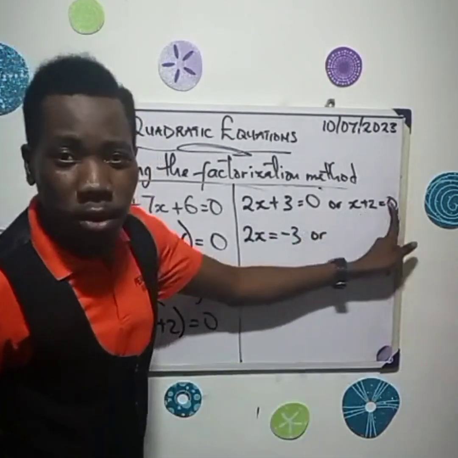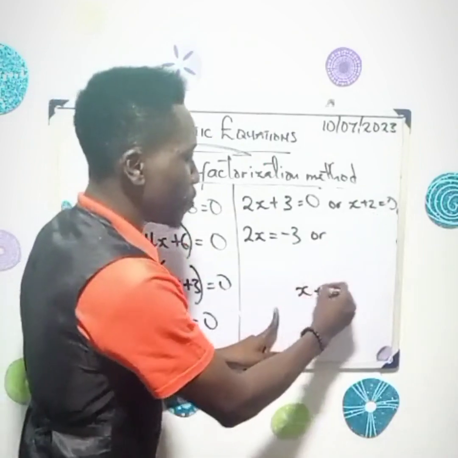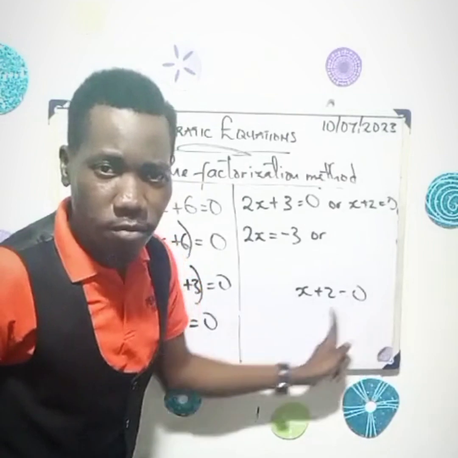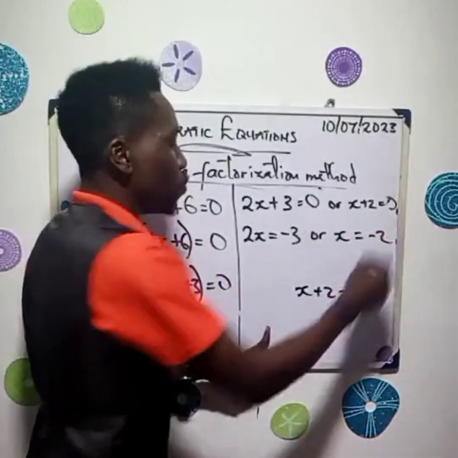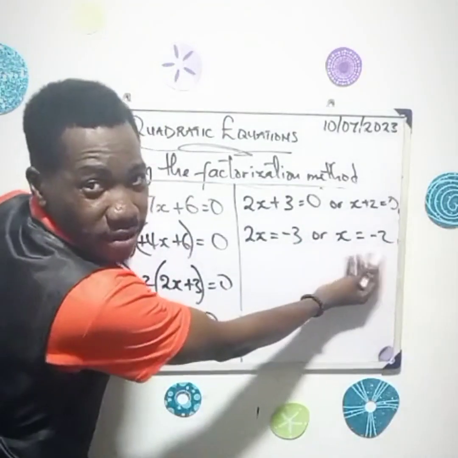Or x plus 2 equals 0. What will happen? You subtract 2 from here and subtract 2 from here. So you have x equals minus 2. So already this has been completely solved. We already have one value of x, minus 2.